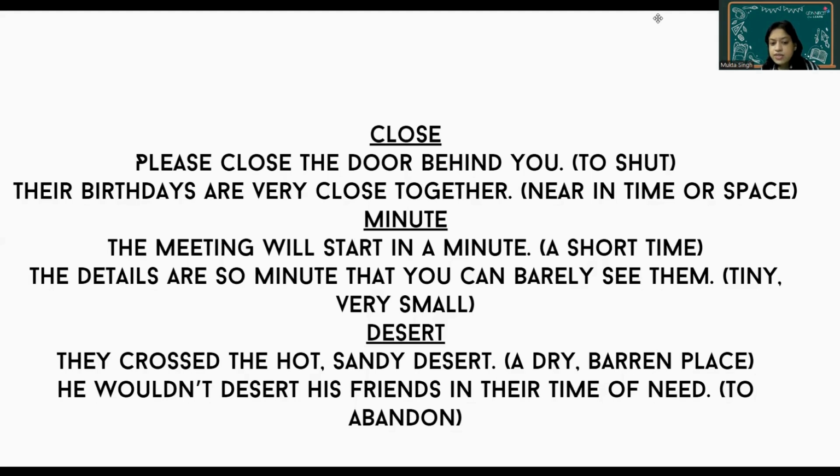The next term is desert. So the first meaning here is a dry and barren place, like full of sand, a large area. They cross the hot sandy desert. Next is to abandon. So he wouldn't desert his friends in their time of need. So it means to leave somebody forever.